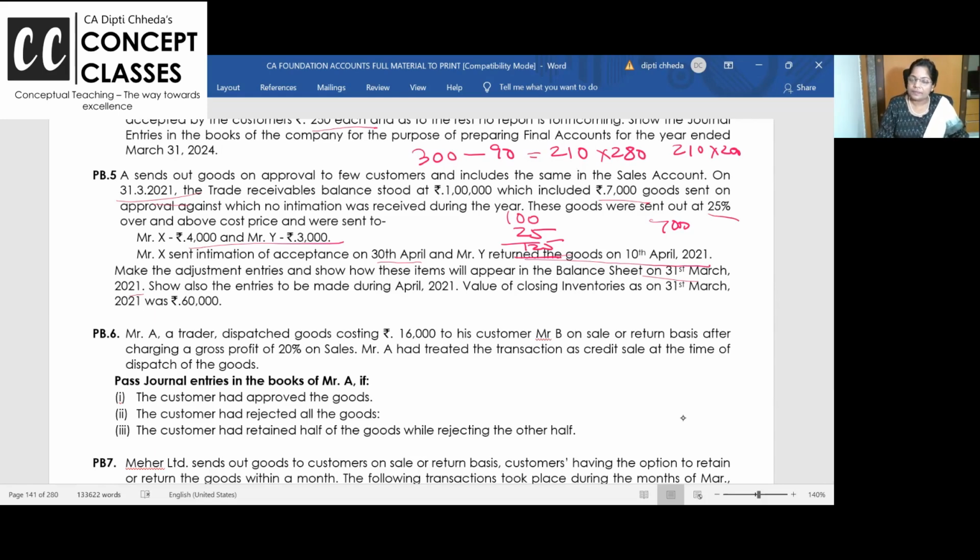So 100 is what? 100 is the cost. 25% is the profit, 125. So first of all, the party to sales entry that was made, reverse it. Sales to party, 7,000. And now the second entry, inventory lying with the customer. With which customer is inventory lying? For both. So 7,000 is 125. So how much is 100? Take it at cost. So 100 is coming to 5,000.